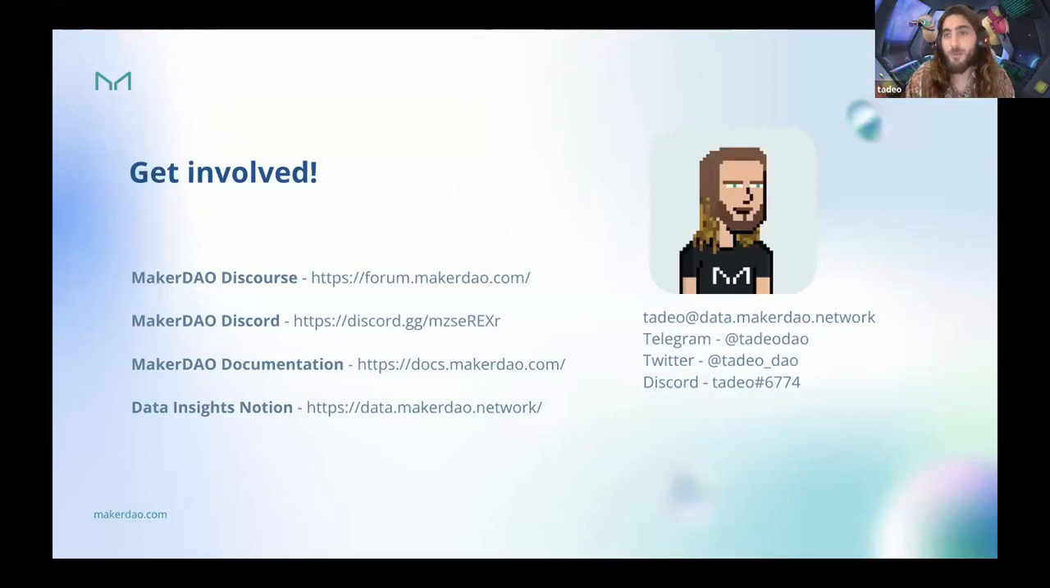I'm being very overly simplistic, but I hope that gives you a nice overview of one of the design patterns that we have around stablecoins.